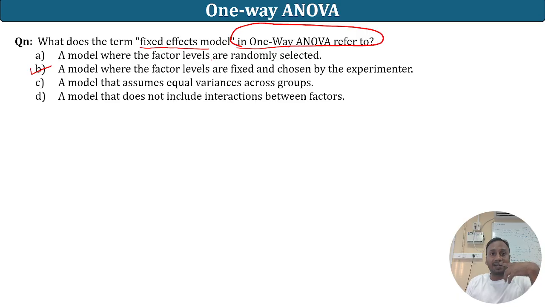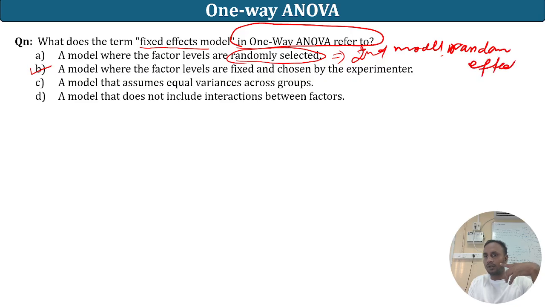A model where the factor levels are randomly selected. No, it's actually for the second model, the random effect model, not the fixed effect. So this can't be the answer for the fixed. A model that assumes equal variances across the groups. This is one of the assumptions, not the fixed effect model.